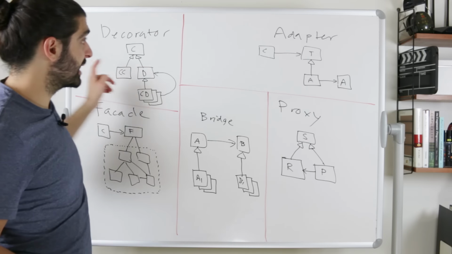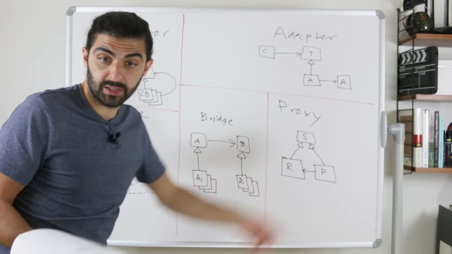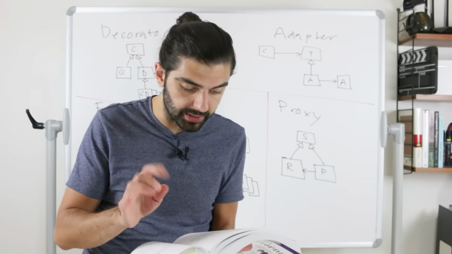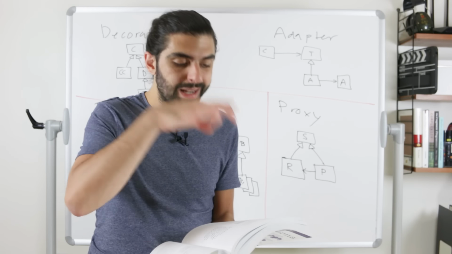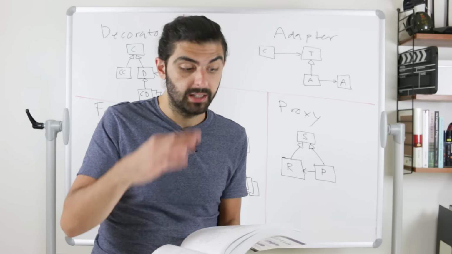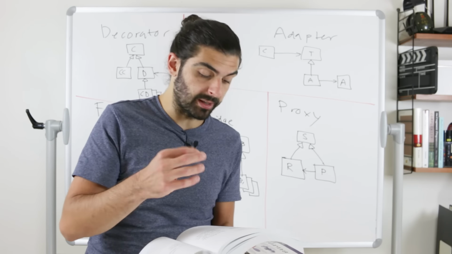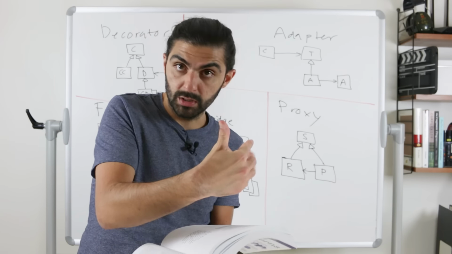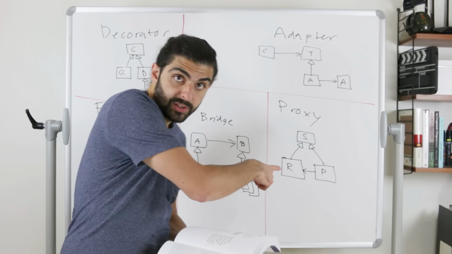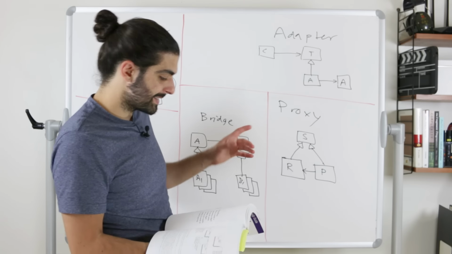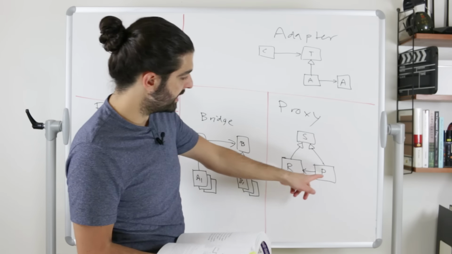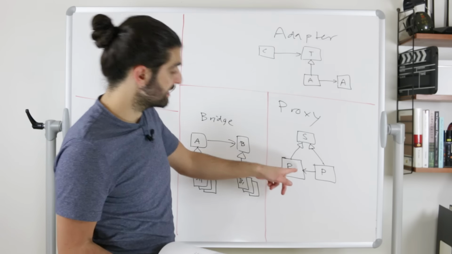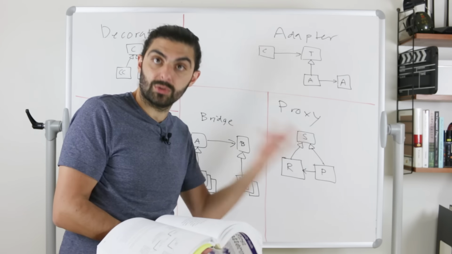Next pattern. So we've talked about decorator, adapter, and facade. Let's now talk about proxy. The definition of the proxy pattern, again from the Head First book, is that the proxy pattern provides a surrogate or placeholder for another object to control access to it. Or, if I'm even more specific, it provides a surrogate or placeholder for another object in order to control access to it. Think about it in terms of this picture. This is the placeholder for another object, and the other object is this object. And the intention is to control access to it.